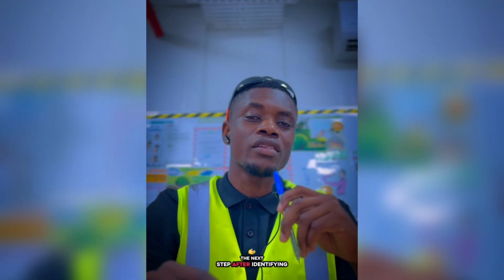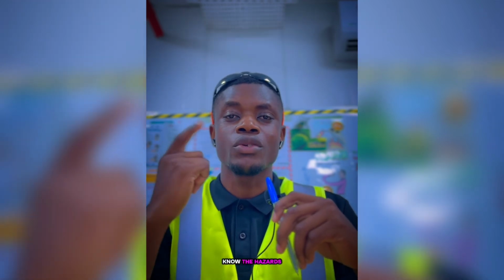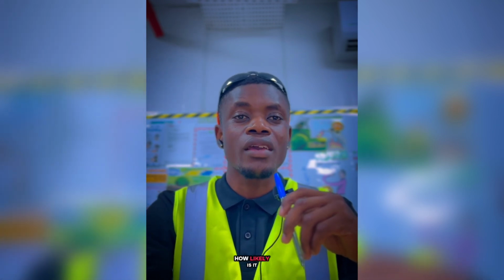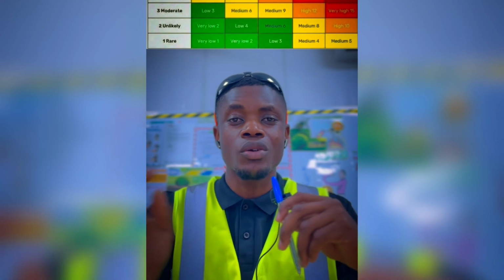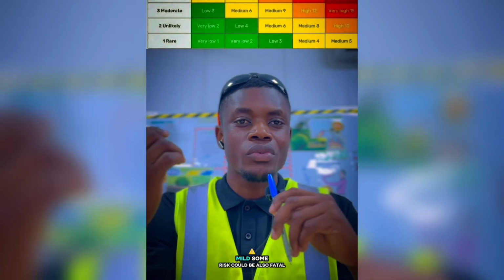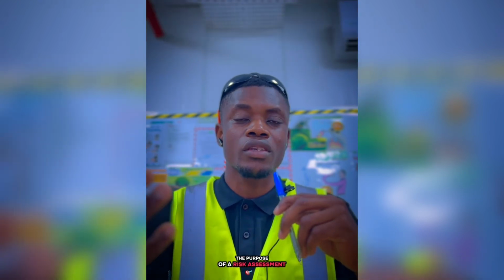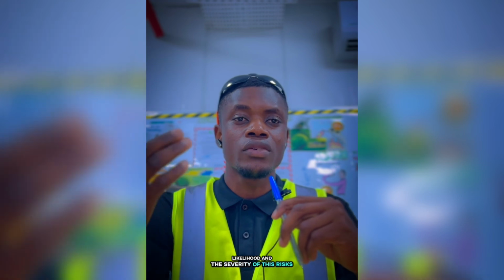The next step after identifying who might be harmed is to assess the risk. Now that you know the hazard, you know who might be harmed, you measure and assess the risk. How likely is it to happen? How bad would it be if it does happen? Some risks could be mild, some risks could also be fatal. So your job is to know the difference. The purpose of a risk assessment is to know the likelihood and the severity of these risks.